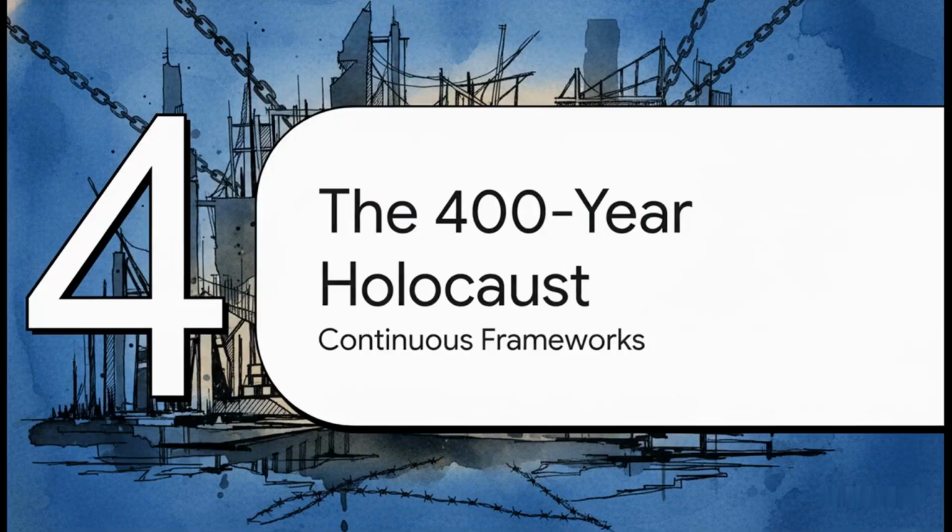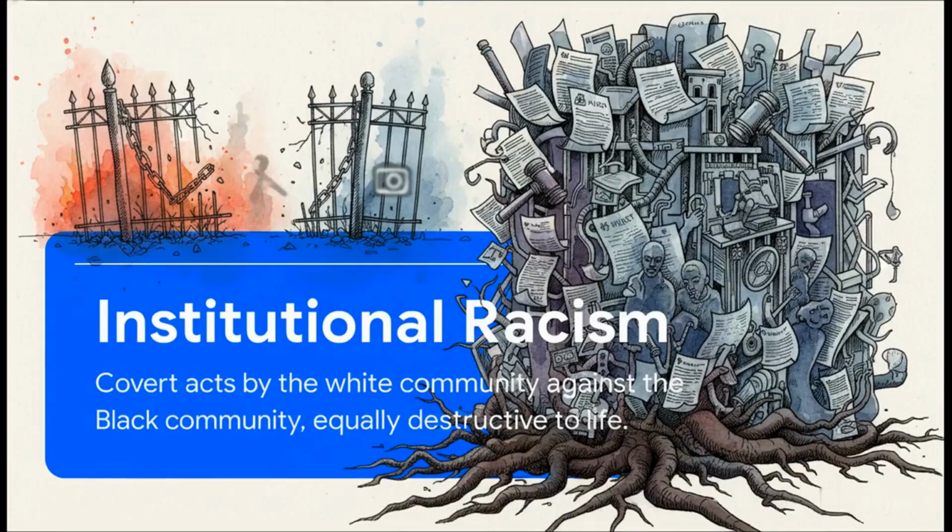Which brings us to Chapter 4, the 400-year Holocaust. To really understand how this carries forward to Black America, we have to look at how the 400-year Holocaust maps these exact structures of white supremacy onto a continuous framework.